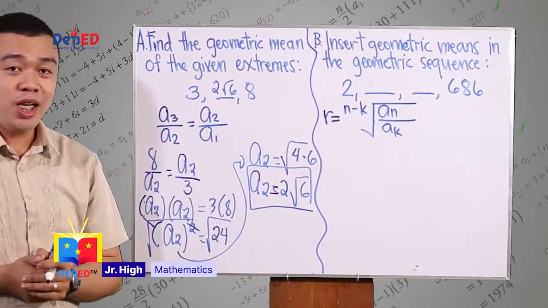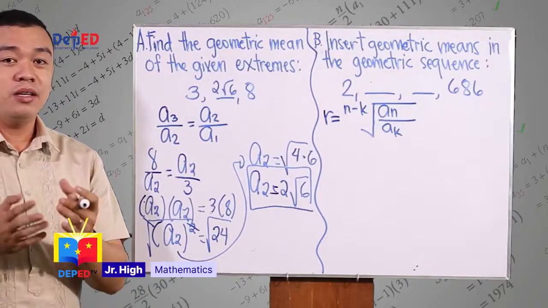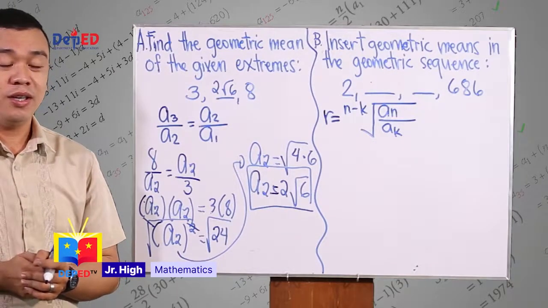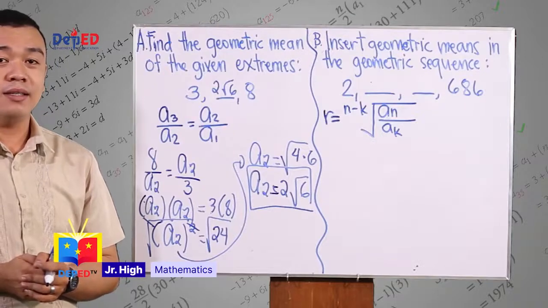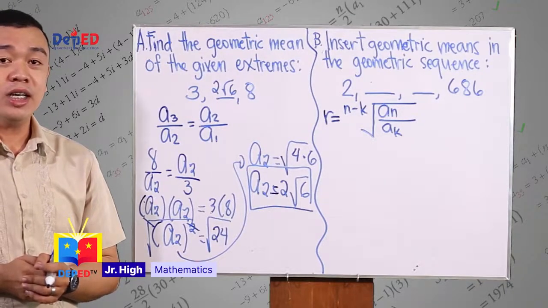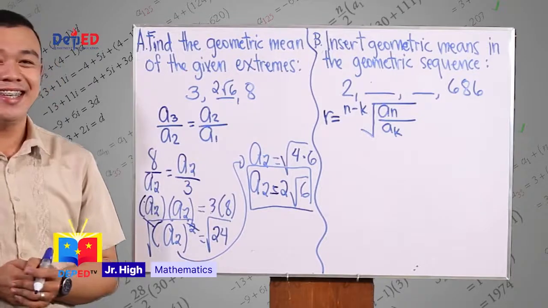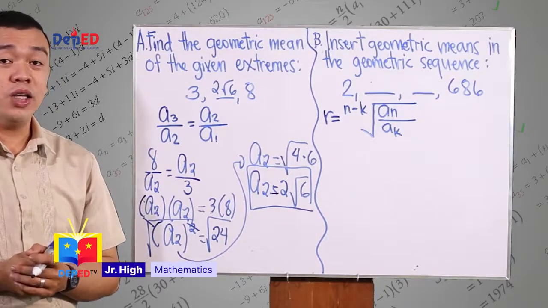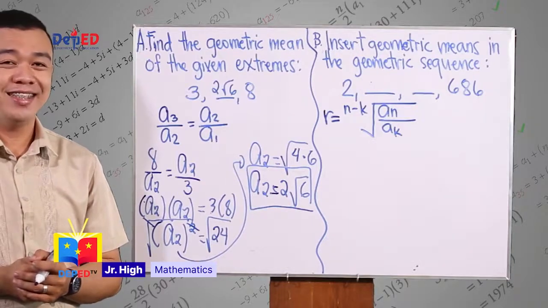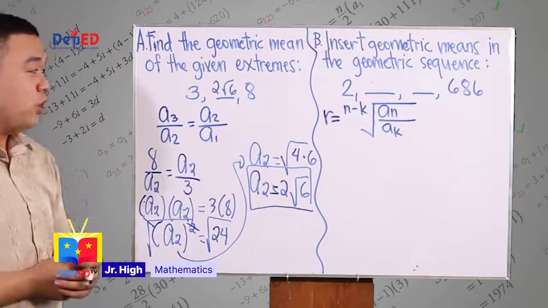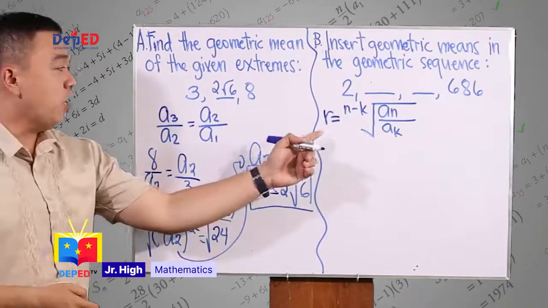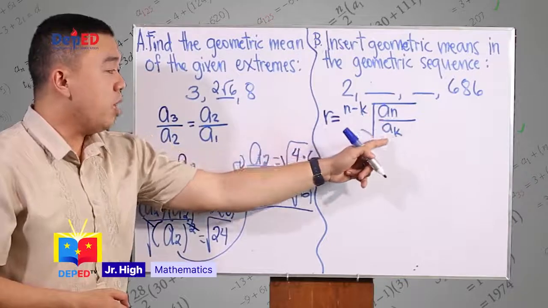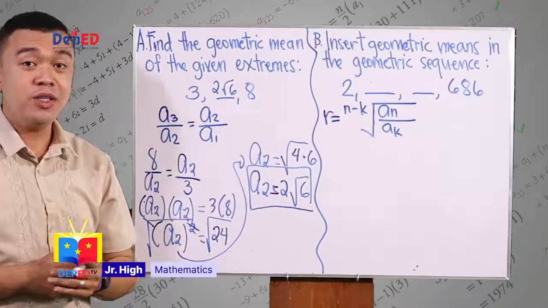Now, let's proceed to letter B. Insert geometric means in the geometric sequence 2, blank, blank, 686. Again, we are looking for two unknowns, which are a sub 2 and a sub 3. With that, we will use the formula first in getting the ratio, which is the (n minus k)th root of a sub n divided by a sub k.